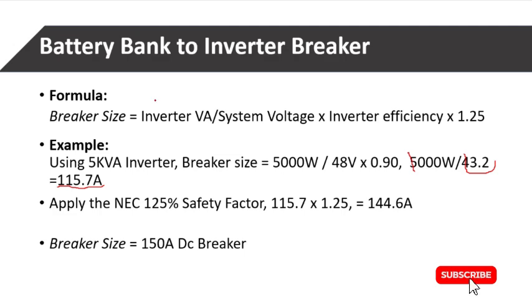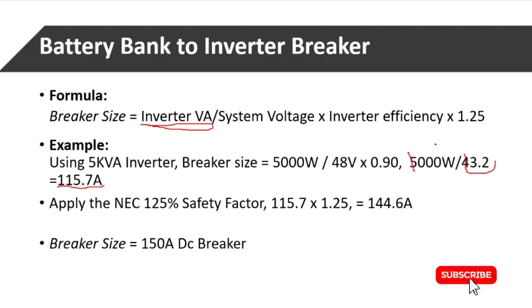Now there is something I want to bring to your attention here. This inverter VA is your inverter capacity. If your inverter is 2 kVA, you put 2 kVA. 5 kVA, put 5 kVA. 10 kVA, put 10 kVA. And for the system voltage, if your system voltage is 12 volts, you put 12 volts. If it's 48 volts, you put 48 volts. And for the inverter efficiency, you can check your inverter data sheet, you can see the efficiency there, then you include it here.